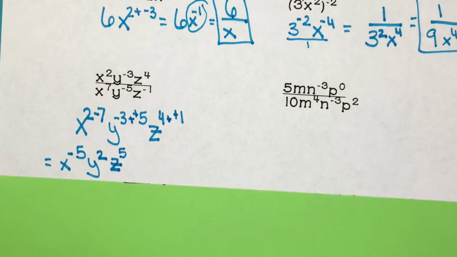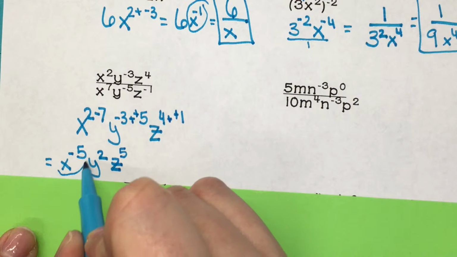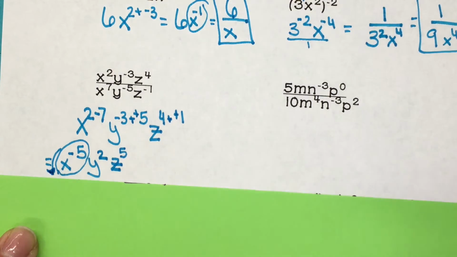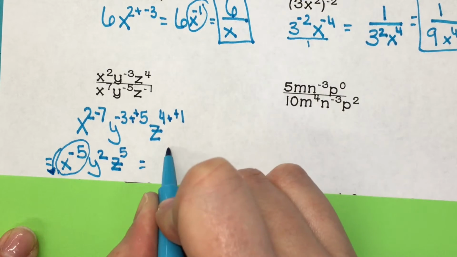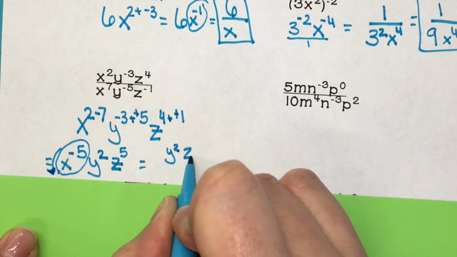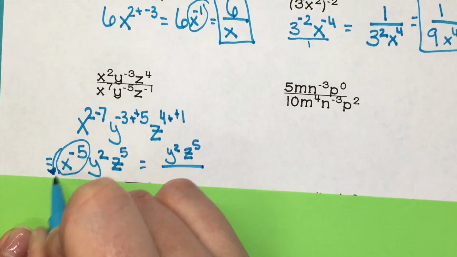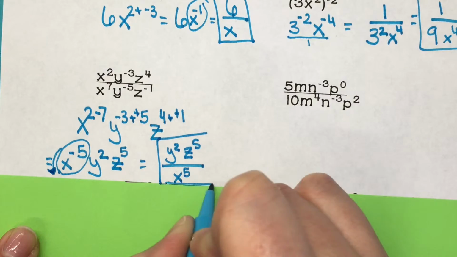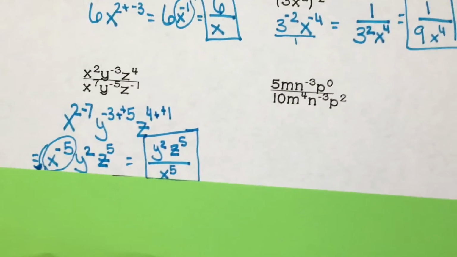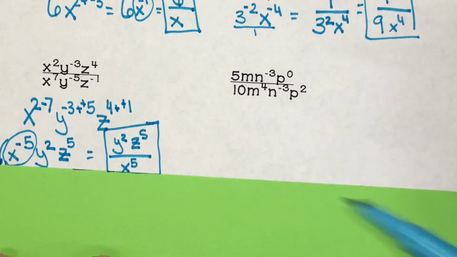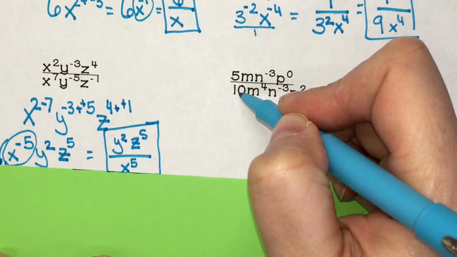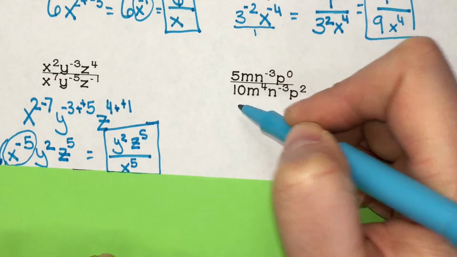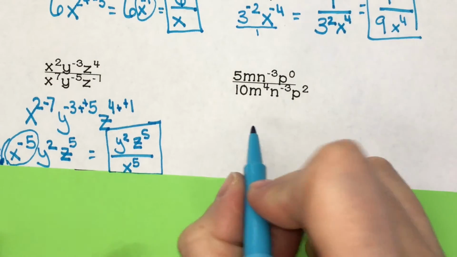Okay, the only part with a negative exponent is my x, so that's going to move to the other side of my fraction bar. It goes down. So this gives me y squared z to the power of 5 over x to the power of positive 5. Okay, same thing here. All right, I have 5 over 10. Well, 5 can't be divided into 10 evenly, but I can reduce it to 1/2.